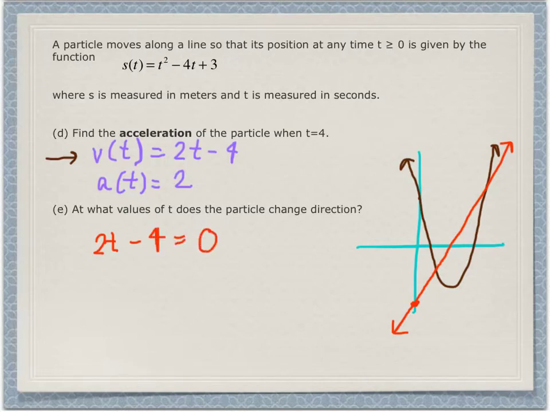2t minus 4 equals 0. I'd add 4 to each side like this, and t is going to be 2. So at 2 seconds, that's going to be this spot right here, that's where that particle is going to change direction. Alright, kind of goofy, I know, but we're going to go on. You have this in your notes and you can ponder it later.